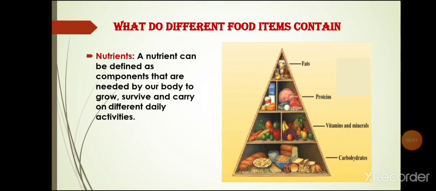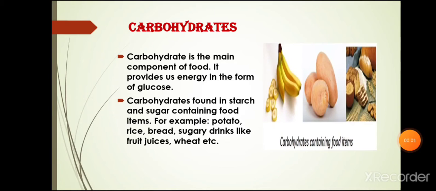The main nutrients are carbohydrates, proteins, fats, vitamins and minerals. In addition to these nutrients, our body requires roughage and water for its better conditioning. Students, different foods we eat contain these nutrients in different proportions. Now we will learn about these nutrients and their usefulness for our body. Let's start with the first nutrient, that is carbohydrate.